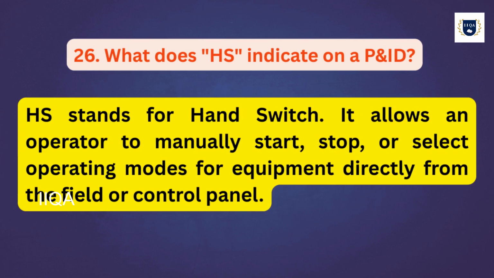What does HS indicate on a P&ID? HS stands for hand switch. It allows an operator to manually start, stop, or select operating modes for equipment directly from the field or control panel.